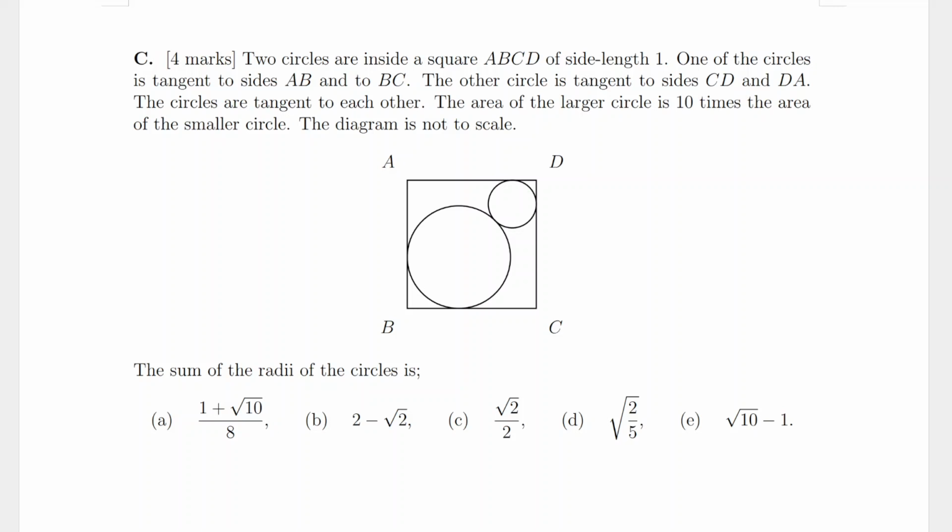The sum of the radii of the circles is how many? Okay, so I want the radius here and I have a radius here, and I want to find the sum. Well, it's obvious that it's less than 1, right? Because the side length of the square is 1, so the sum must be less than 1. So E is nonsense.